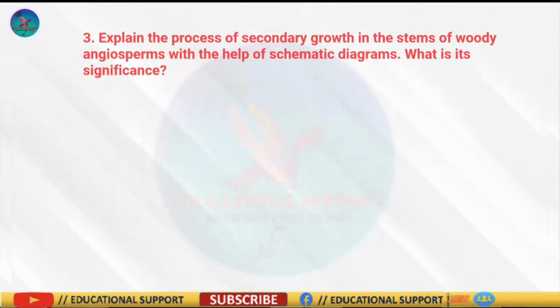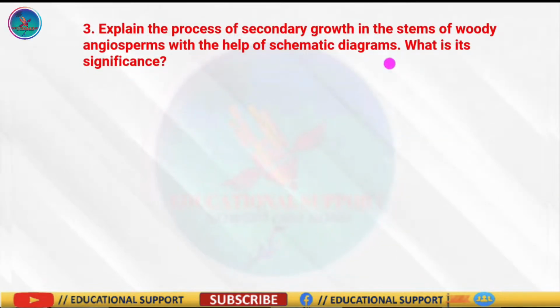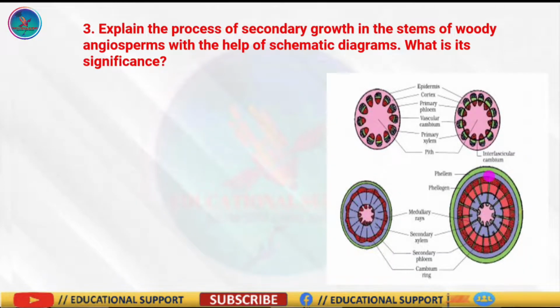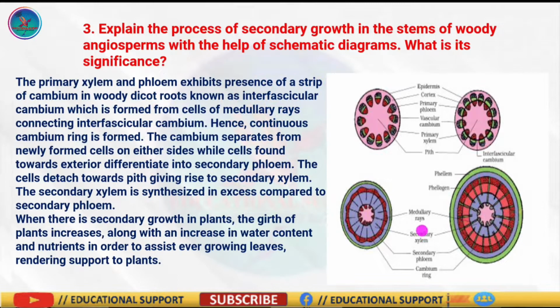Question number 3 is, explain the process of secondary growth in the stems of woody angiosperms with the help of schematic diagrams, and what is its significance. So secondary growth is the formation of secondary tissues from lateral meristems, and secondary tissues are formed by 2 types of lateral meristems: vascular cambium and cork cambium.